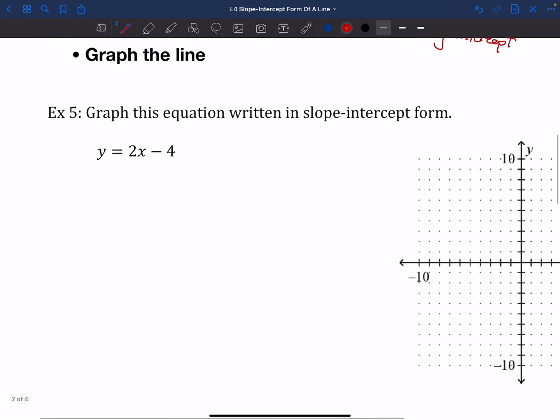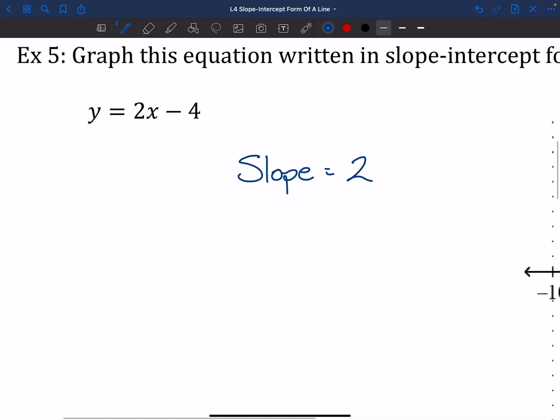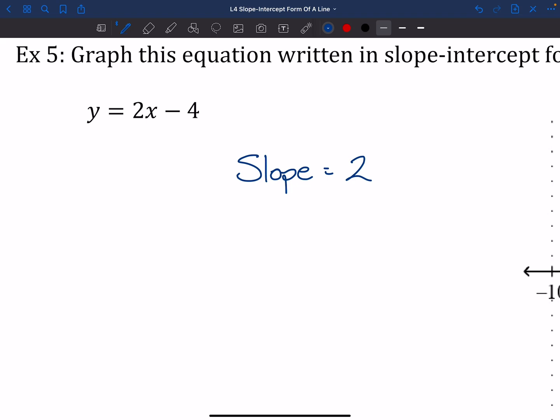So first things first, we got y equals 2x minus 4, right? I'm going to identify what my different pieces are. So my slope is 2. We're going to do something a little funky with this 2, because 2 doesn't have a rise and run, we're going to think about it as 2 over 1. So we have a rise and a run.